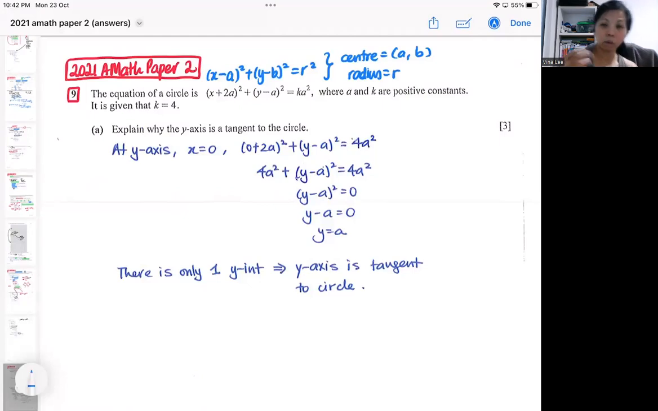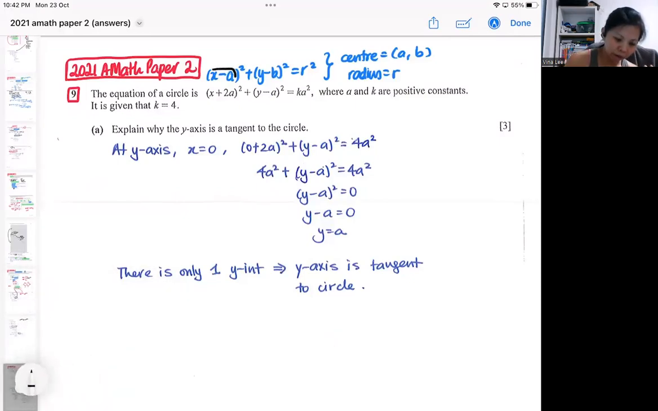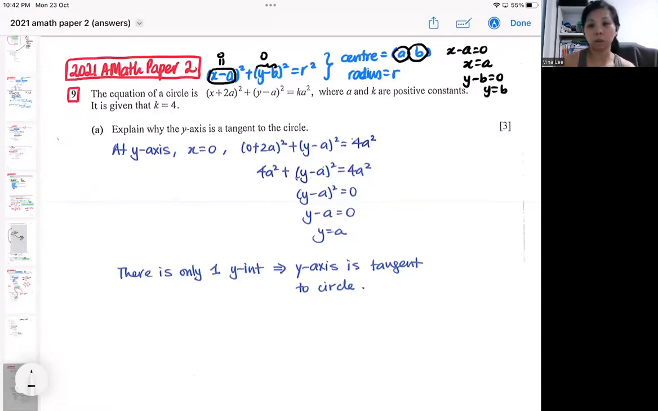Okay, so a way to get the center, usually that's what I will do. I will mentally set this equal to 0. If I set that equal to 0, I will get x equal to a. So that's how my a comes about. And then I will mentally set this one equal to 0. Then I will get y equal to b. So that's where my b comes about. And then the radius will be taking the square root of whatever is there.